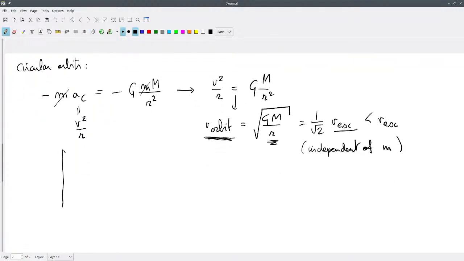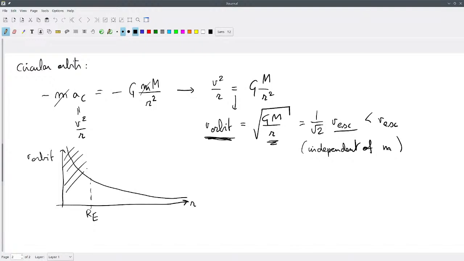If I now plot the orbital velocity as a function of the distance or the radius of the orbit, it's going like 1 over square root of r, so it's going to look something like this. And of course, again, there's the radius of the Earth here, so there's going to be a part of this curve that's not accessible. But above that, at higher r, we're going to have smaller velocities, so a lower orbital speed.